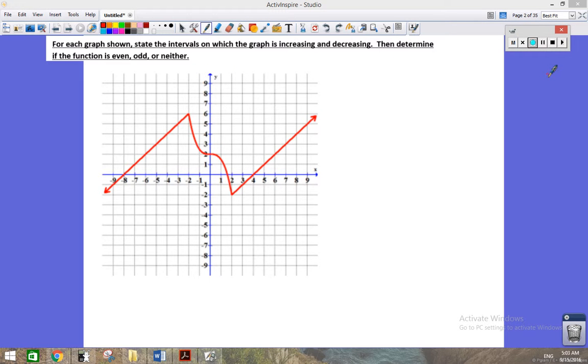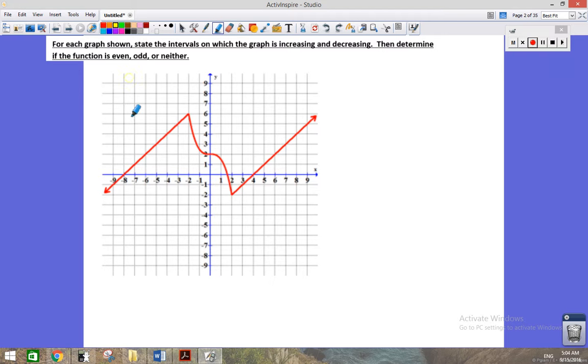Alright, so let's take a look at this second problem, or at least I think it's a second problem. When I cut and pasted it, I didn't catch the number. Alright, so we are to identify intervals over which the function is increasing and decreasing. This time I see the arrows are indicated on the graph.